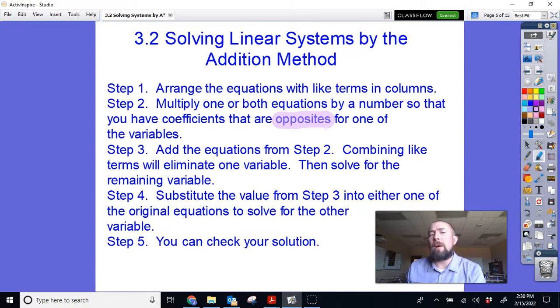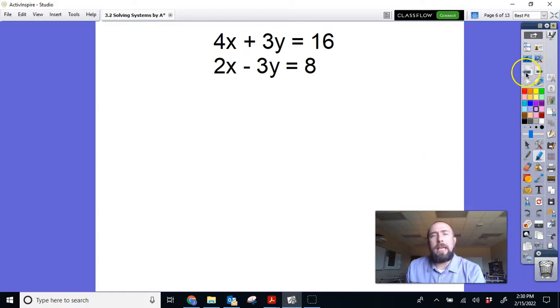You have to multiply one of the equations, or possibly both of the equations, to get opposites for one of the variables. Notice on this first one that Mr. Harrison gave us, we've got positive 3y and negative 3y. Those are opposites of each other. So we are going to go ahead and say, oh, look, step number 2 is already done. These are opposites: 3y, negative 3y.